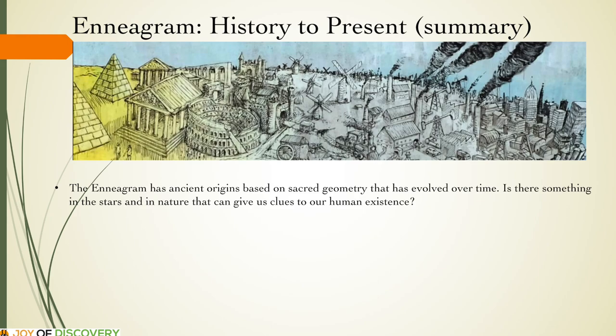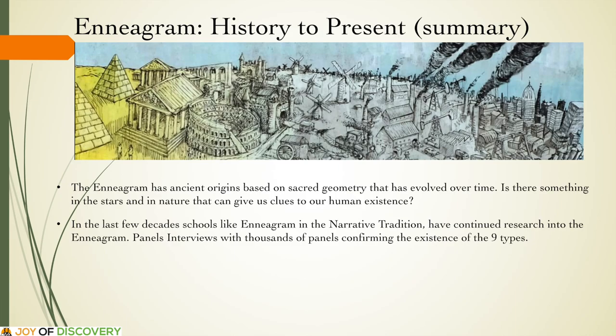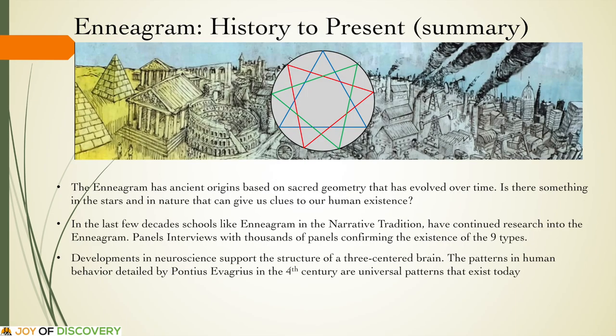In the last few decades, schools like Enneagram in the Narrative Tradition, where I studied, have continued research into the Enneagram, and panels of interviews with thousands and thousands of people have confirmed the existence of the nine types. These panels have been done all around the world. So whichever country or geography people are in, they would naturally correspond to one of the nine types. At the same time, the last couple of decades have seen developments in neuroscience supporting the structure of the three-centered brain. And the patterns of human behavior detailed by Evagrius Ponticus in the 4th century are also universal patterns that exist today.